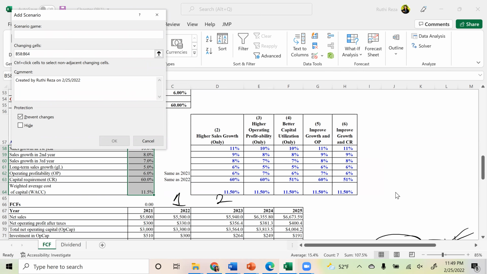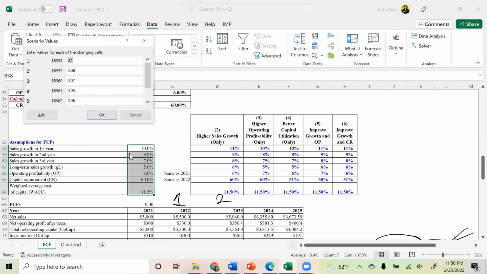our first scenario name is higher sales growth only. Higher sales growth rate only. And then we're going to perform this scenario by changing sales in the assumption section. Then hit OK. Now put the value of the same factors you have in your second scenario. So you can see here our sales growth rate in the first year is expected to be 11%. So it is 0.11. Sales growth rate in the second year is expected to be 9%.